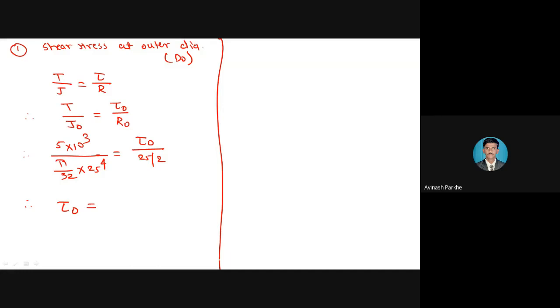I am not calculating the total shear stress induced in the shaft. Please keep in mind, I am calculating the separate shear stress value for the outer diameter. Therefore, only the outer parameters we have to consider. Similarly, I have to calculate the shear stress at the inner diameter only.